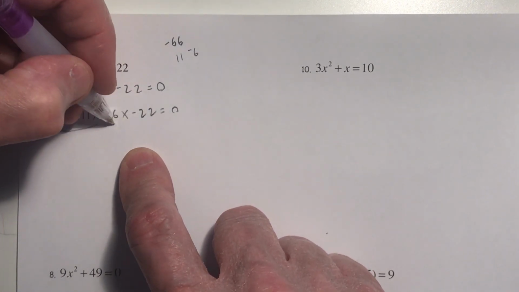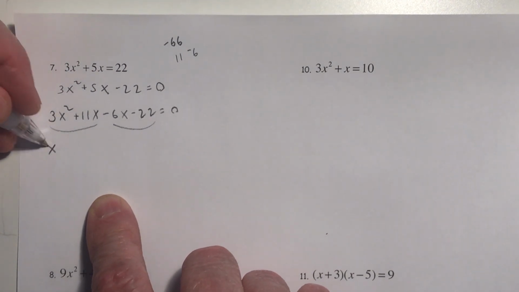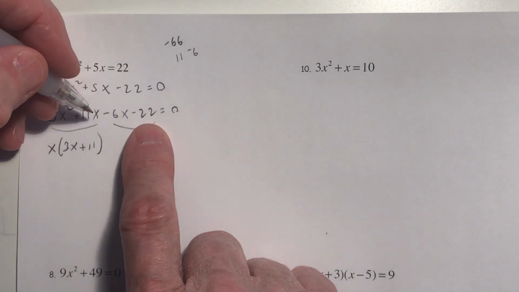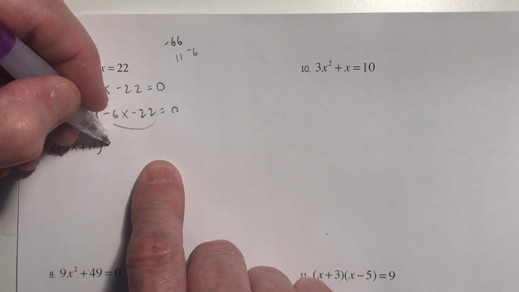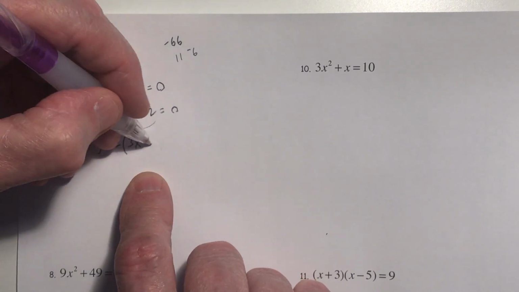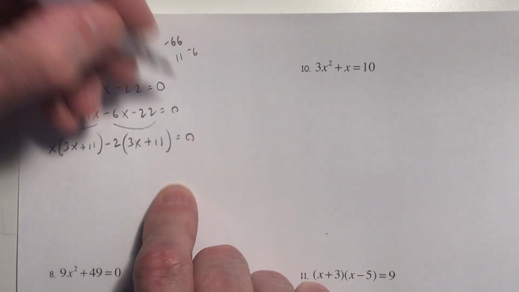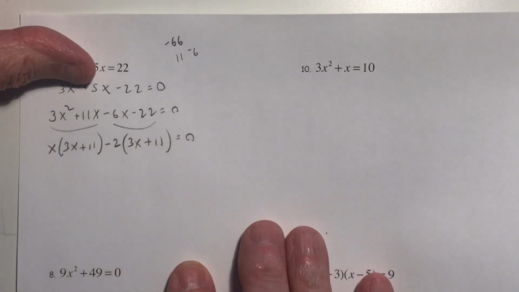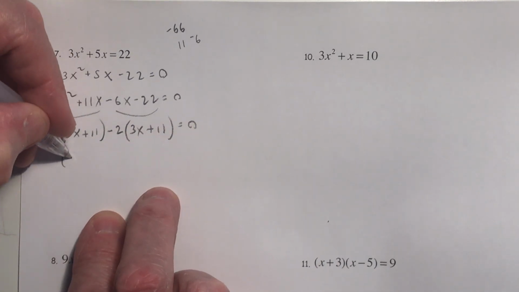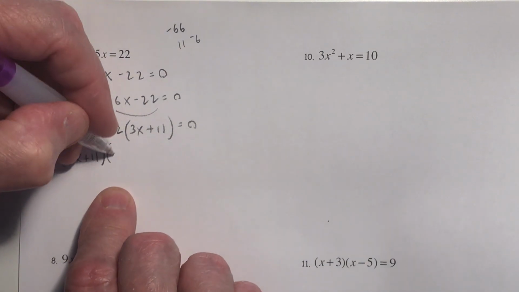And I got these two terms and these two terms. Common factor here is just an x. X times 3x plus 11. Common factor here, minus 2. Minus 2 times 3x makes the minus 6x. And a plus 11, that'll make the minus 22. And now we've got our common binomial factor, 3x plus 11. And the other factor will be x minus 2.